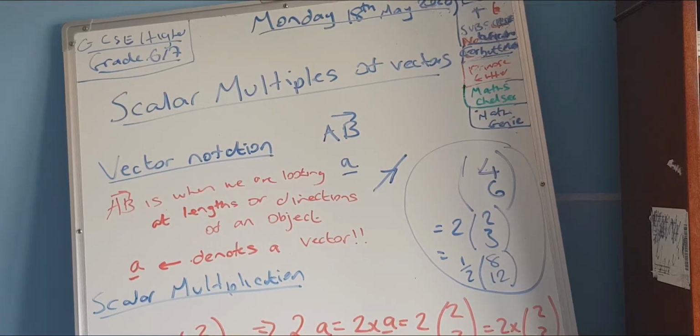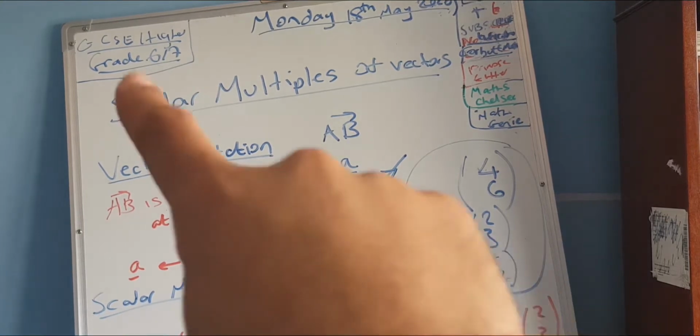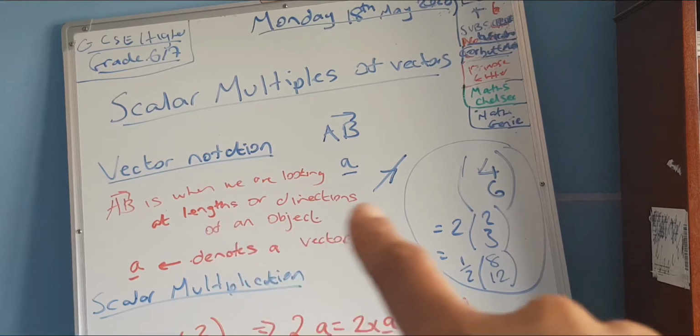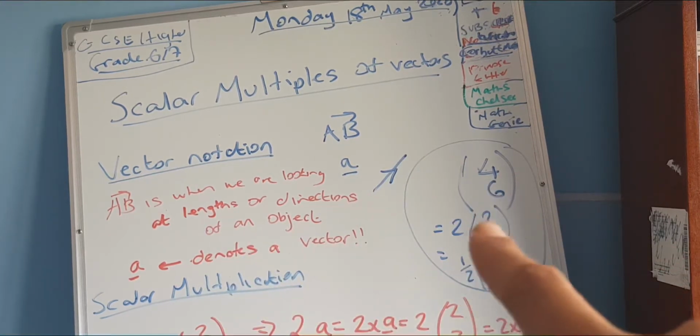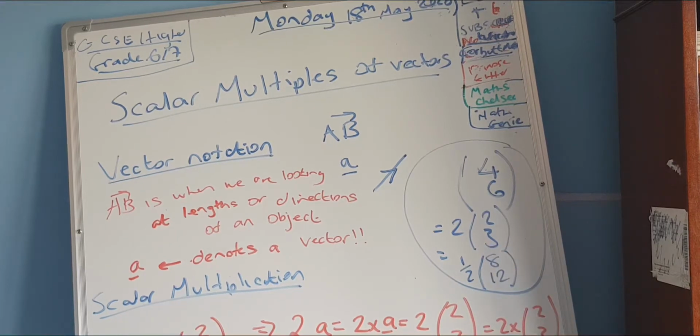Right guys, so scalar multiples. When we look at scalar multiples, we are looking at multiplying a vector by a number. I can express vectors in these three ways that you can see. A scalar quantity means that a number is multiplied by a vector, something that looks like that. That's what we will be looking at for today's lesson.